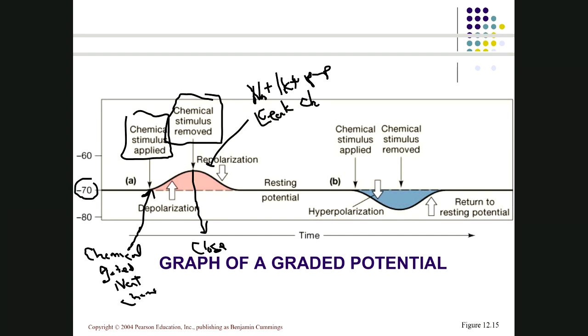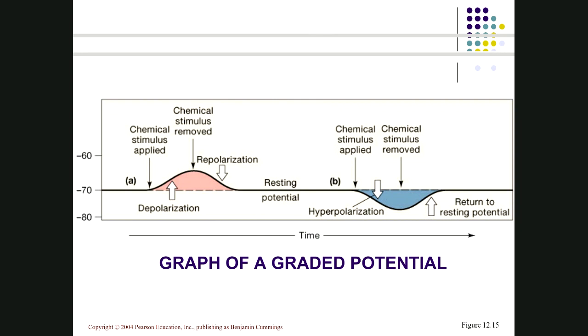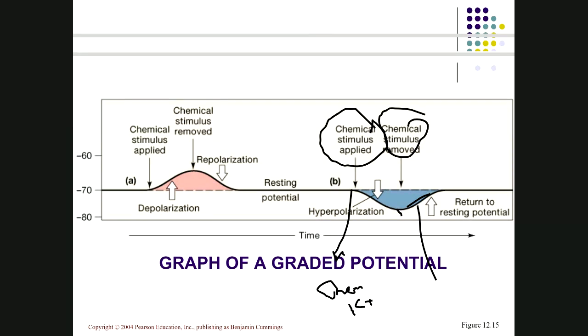Same thing over here on this side. Chemical stimulus, but this time a different channel opened. It's a chemical gated potassium channel that opened. Potassium is going to leave. Right here's where the stimulus was removed. And we're going to use the sodium potassium pump and the leak channels to get back to resting potential.